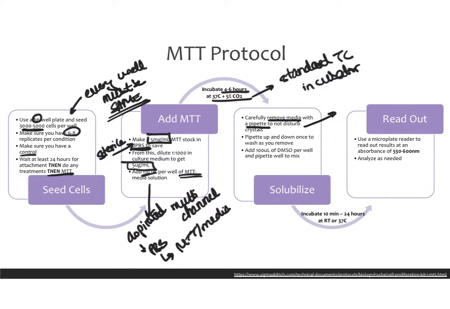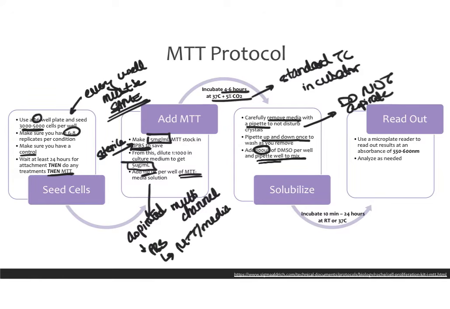So here, do not aspirate. If you aspirate, you will remove all of the crystals at the bottom. So instead, pipette very gently and pipette up and down once so that you sort of wash any debris, and then remove. And then add 100 microliters of DMSO per well.